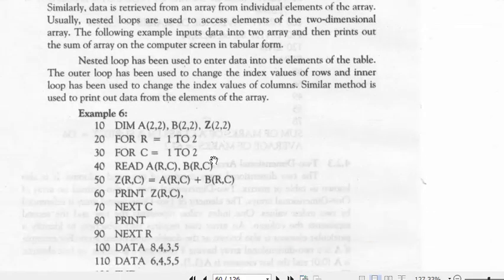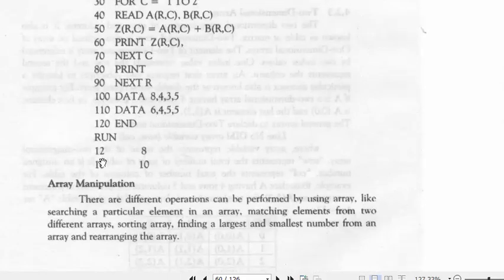Similarly, a nested loop is used to print out data from the elements of the array. Example: DIM A(2,2), B(2,2), Z(2,2). FOR R=1 TO 2, FOR C=1 TO 2. READ A(R,C), B(R,C). Z(R,C) = A(R,C) + B(R,C). PRINT Z(R,C). NEXT C. PRINT. NEXT R. DATA 8,4,3,5, DATA 6,4,5,5 and run: 12, 8, 10 and 10.